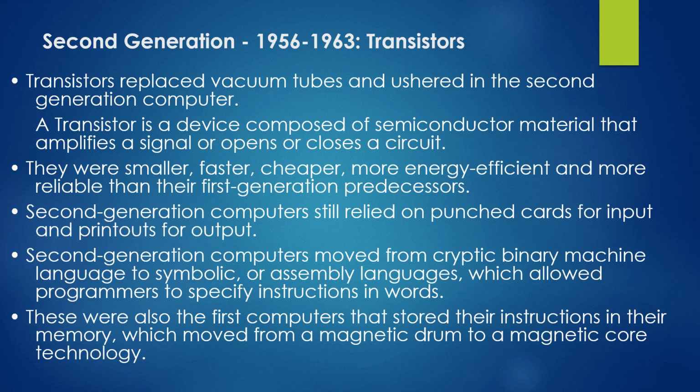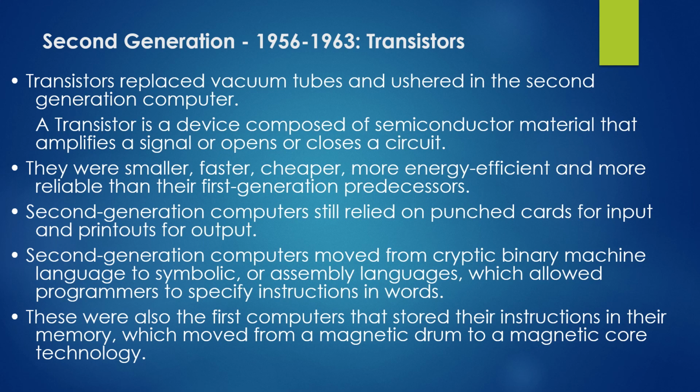The second generation of computers, spanning between 1956 and 1963, used transistor technology. Transistors replaced vacuum tubes and ushered in the second generation computers. A transistor is a device composed of semiconductor material that amplifies a signal. They were smaller, faster, cheaper, more energy efficient, and more reliable than their first generation predecessors.